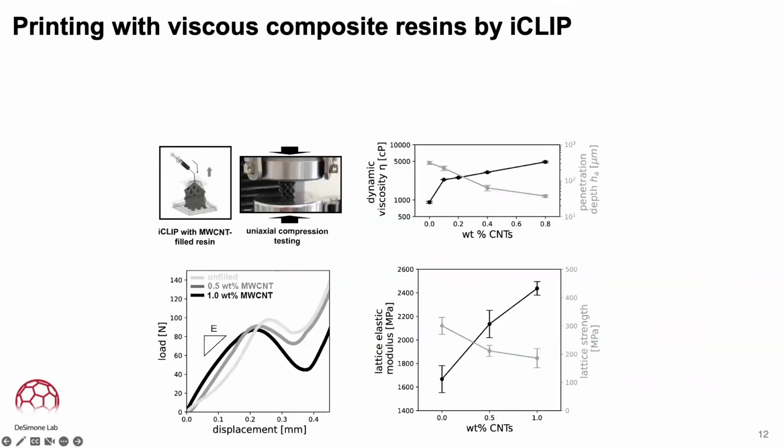Ultimately, we care about this because it allows us to print with, for instance, carbon nanotube filled resins, which are higher in viscosity than unfilled systems. We confirmed through uniaxial compression testing that when printing with such CNT filled resins, we achieve lattice structures that are stiffer than unfilled systems, albeit more brittle.